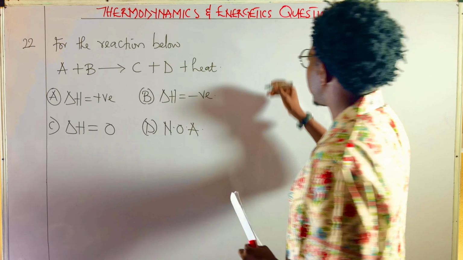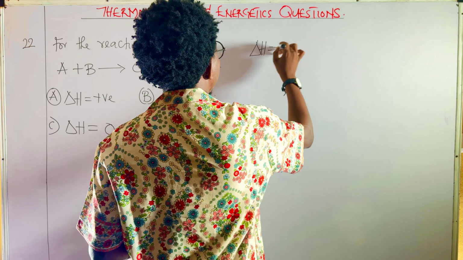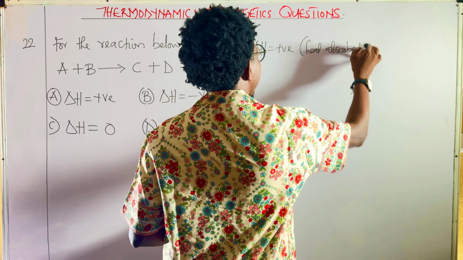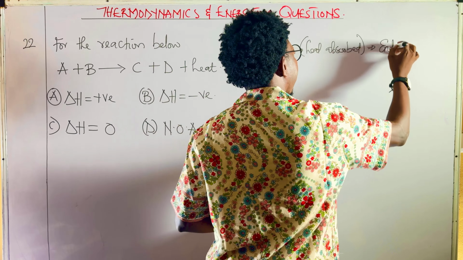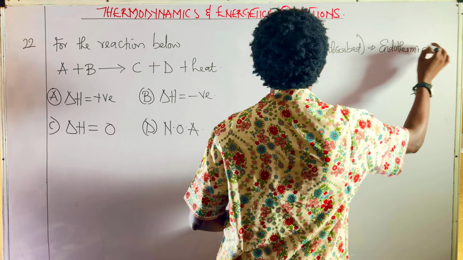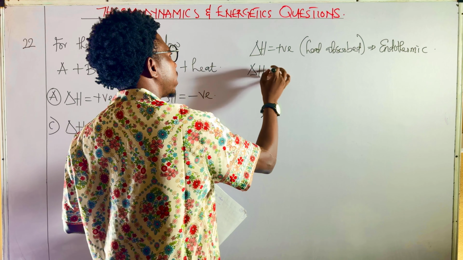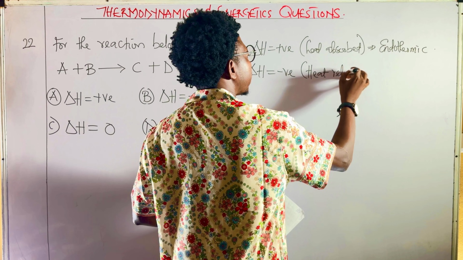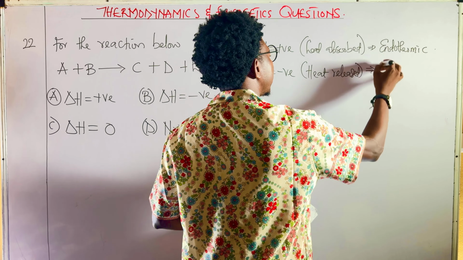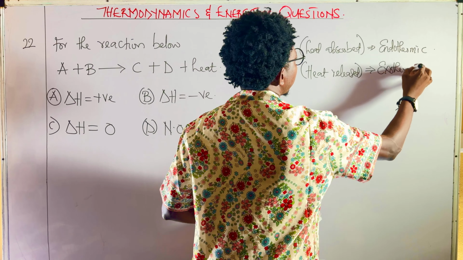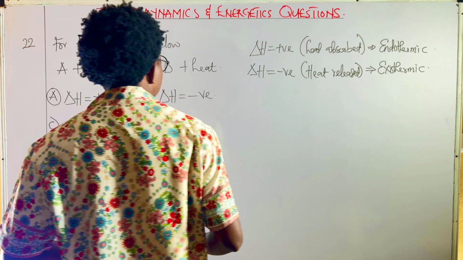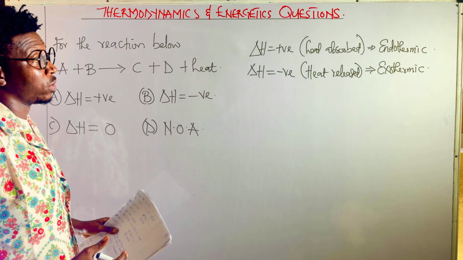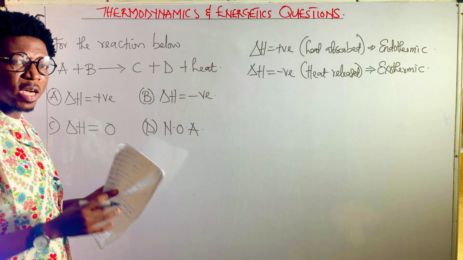Now, you recall that if delta H is positive, we said heat is absorbed and it is termed endothermic. If delta H is negative, we say heat is released and it is termed exothermic. Now look at this reaction: to know if heat is absorbed or released, to know if the reaction is exothermic or endothermic.